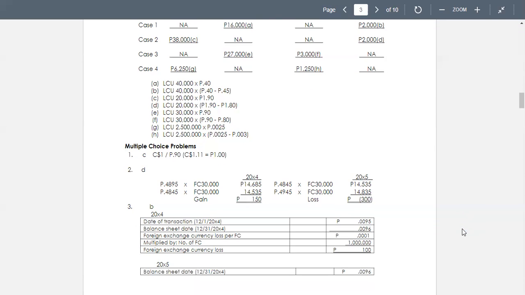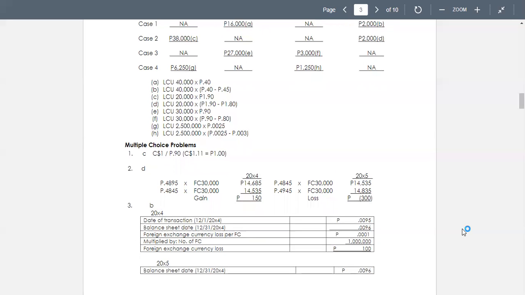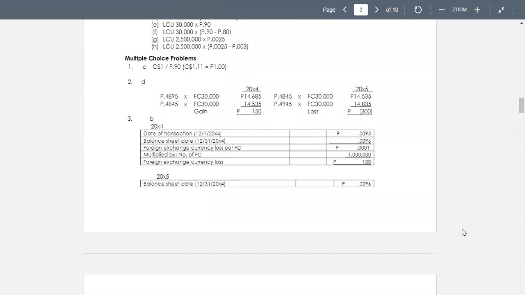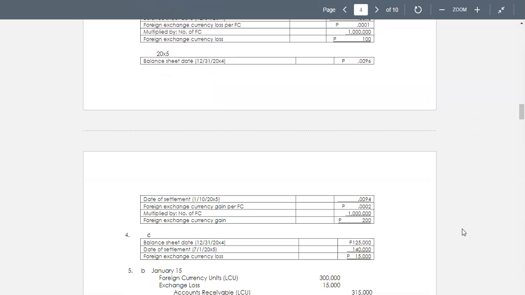In 20x5, the balance sheet date December 31, 20x4, when we have the rate of 0.0096 and the date of settlement is January 10, 20x5, when the rate is 0.0094. There's a difference of 0.0002 times 1,000. So the foreign exchange currency gain is 200. So that's why number 3 is B as in boy.